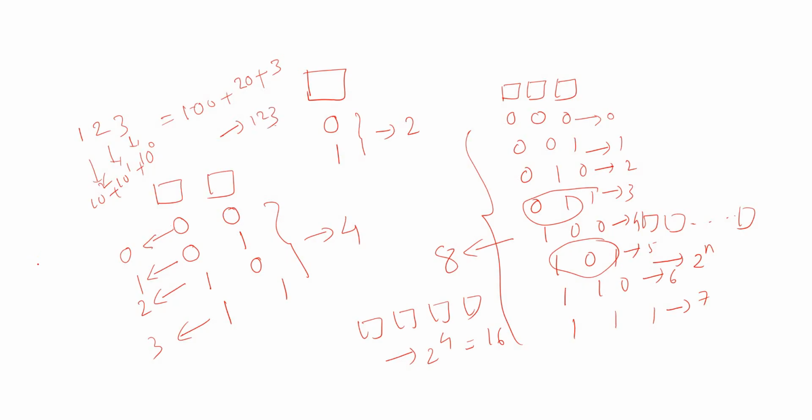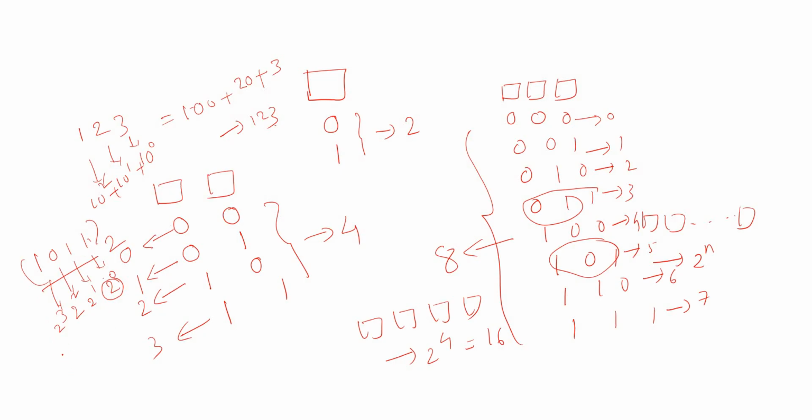Same way in binary digits, if you have 1, 0, 1, 1, since this 1 is in the units place, it will be multiplied by 2 power 0. So this will be multiplied by 2 power 1 and this will be multiplied by 2 power 3. So in binary digits, the base is 2. That is why we are representing each place value by a power of 2.